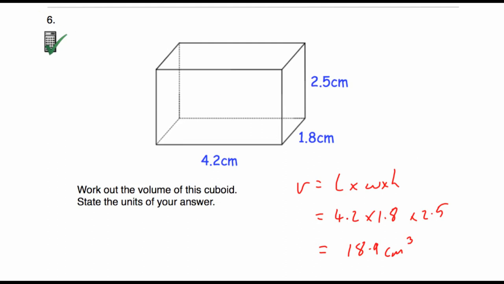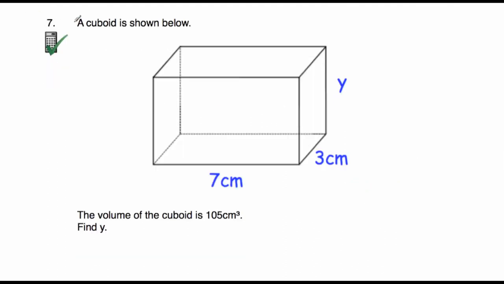Okay, let's have a look at our next question, question number seven. And question number seven is a calculator question, and it says, a cuboid is shown below. So we've got this cuboid. It's got a length of 7 centimeters, a width of 3 centimeters, and a height of y. And we've been told the volume of the cuboid is 105 centimeters cubed, and we've been asked to find y, the height of the cuboid.